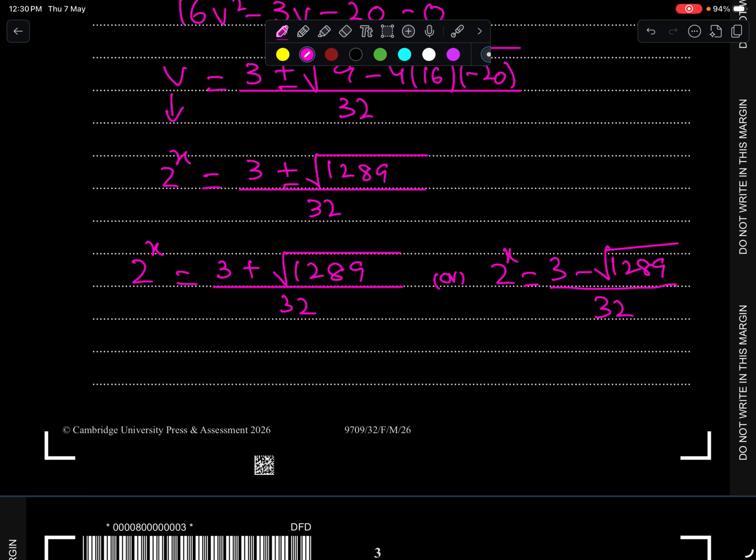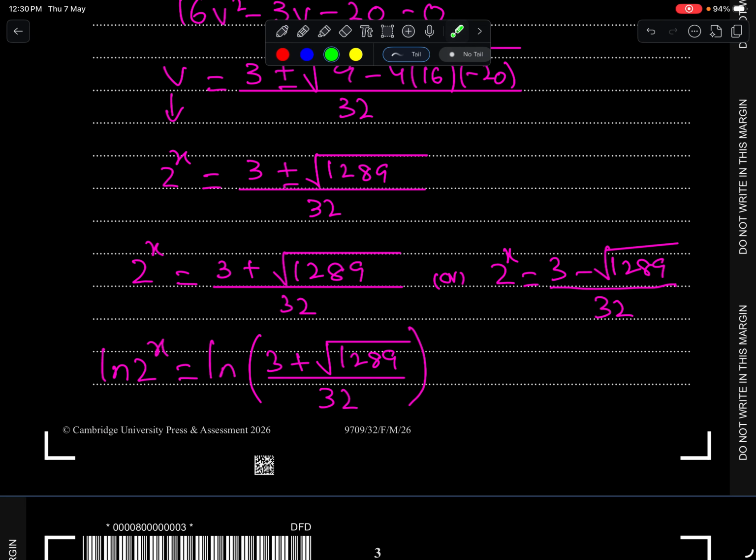Now taking ln on both sides. ln of 3 plus root 1289 divided by 32. This entire thing is positive, so this result will exist. Here this will become negative, so ln will be invalid, but I am showing the working. ln 2 power x equals ln of 3 minus root 1289 divided by 32.